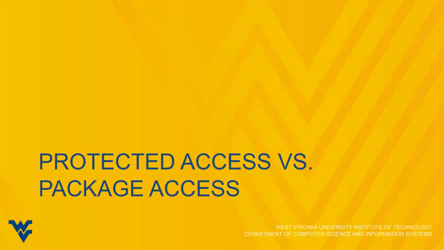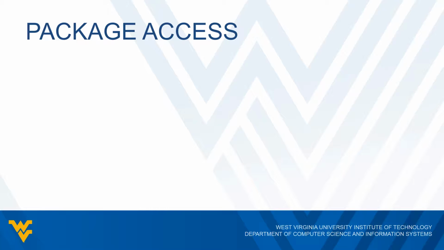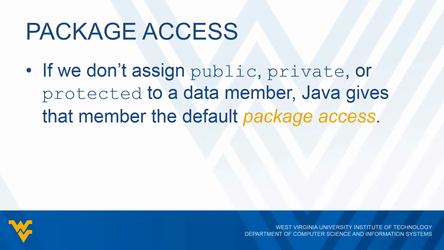We're now going to take a look at the difference between protected access and package access with respect to members of a class. Recall that the members of a class can be given modifiers that specify how we can access it. So we have public, private, and protected. But what if we don't use any of those? What if we just create a variable or create a method without either public, private, or protected? Well, if we do this, then Java is going to give that member the default package access.